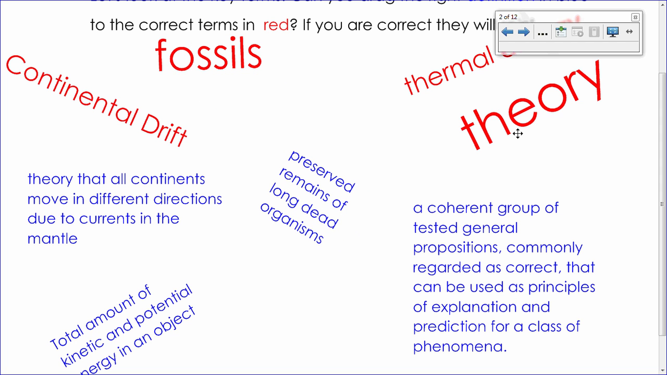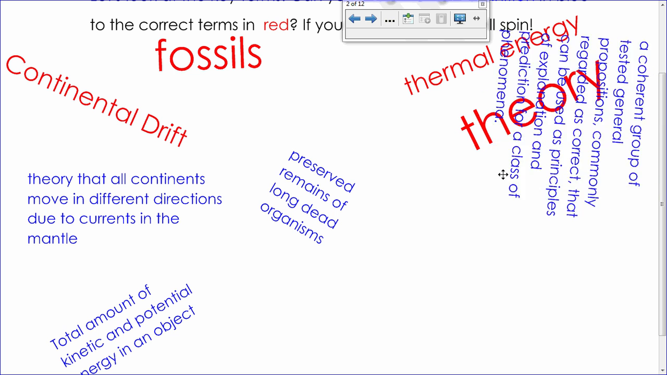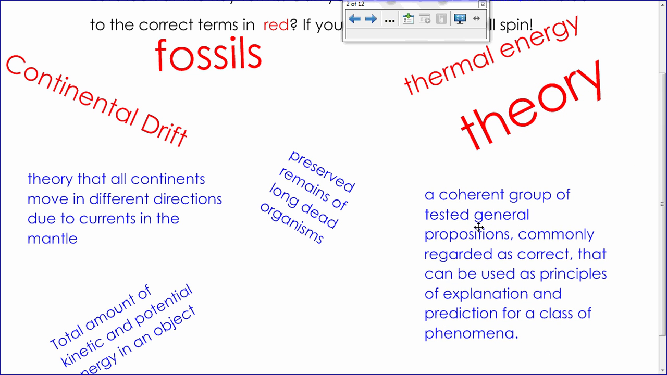And let's see. Theory. A coherent group of tested general propositions commonly regarded as correct that can be used as principles of explanation and prediction for a class of phenomena. Well, I don't think that's going to go with thermal energy or continental drift. So I feel like that really needs to go in theory. Do you see how we just used a process of elimination to figure out that theory goes with this definition? And now we're left with thermal energy and continental drift.